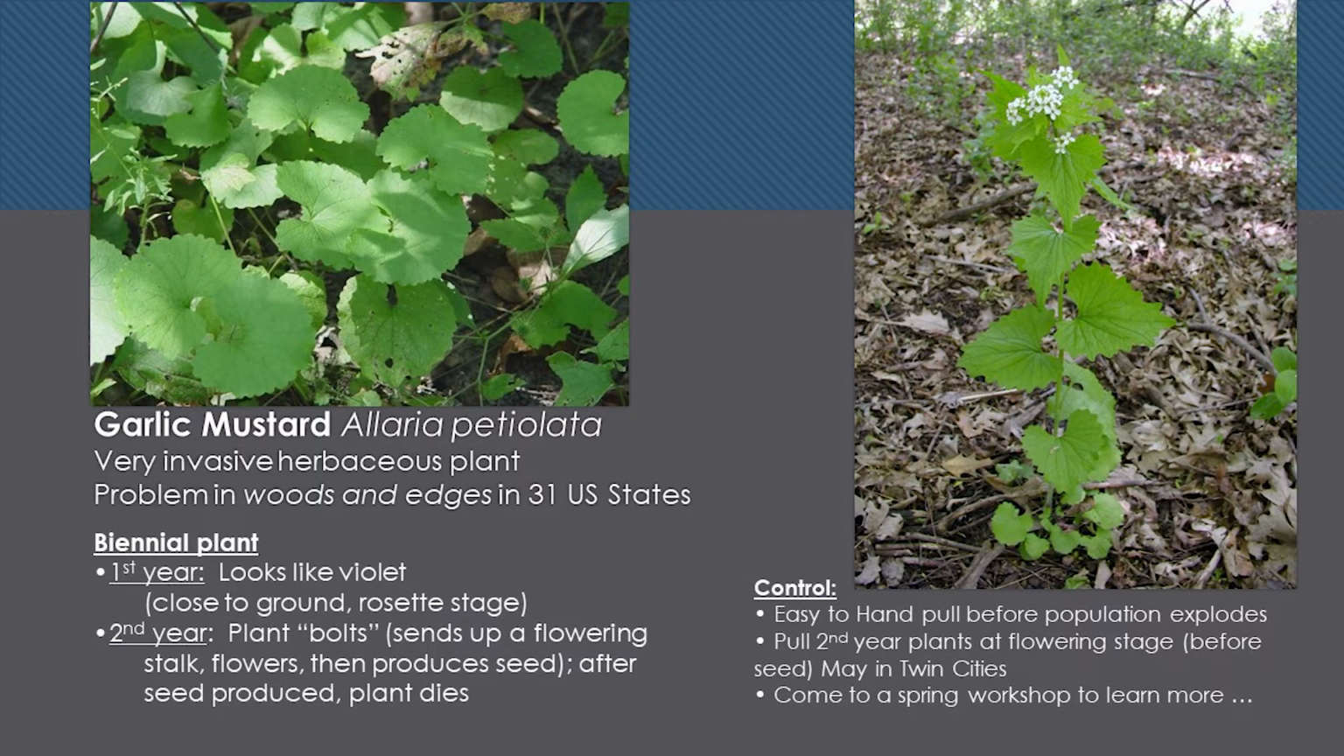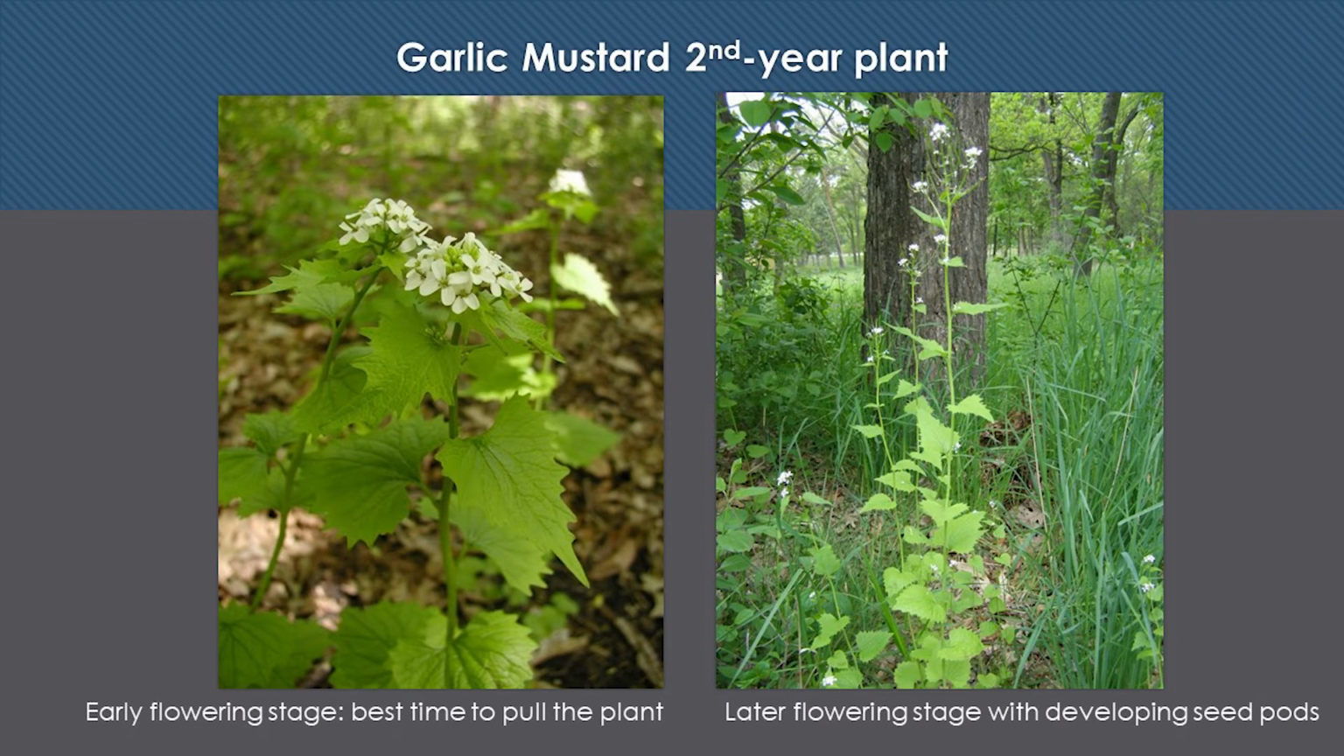It's a biennial plant. It's a little rosette. The first year, it looks a lot like violets. The second year, it sends up a flowering stalk and flowers, and that's the perfect time to get rid of it, and that's about May 1st every year. So then you stop all your buckthorn work. That's a different workshop. And those are the seed pods.